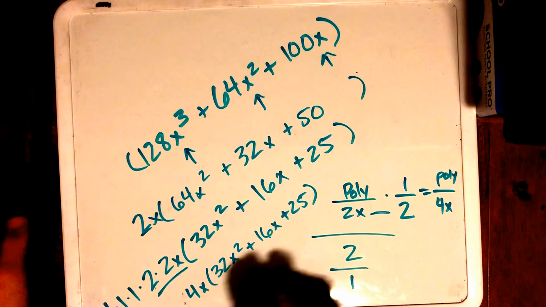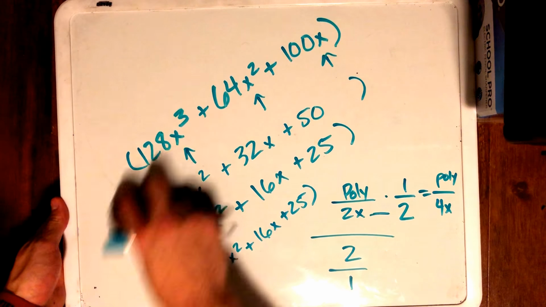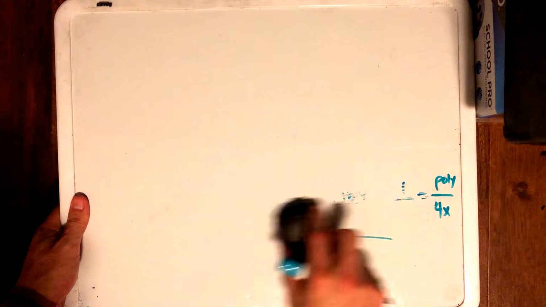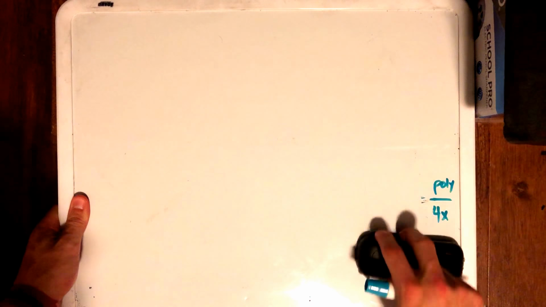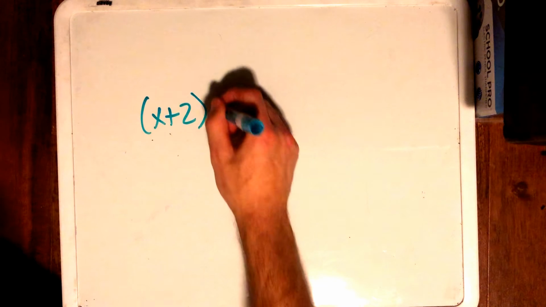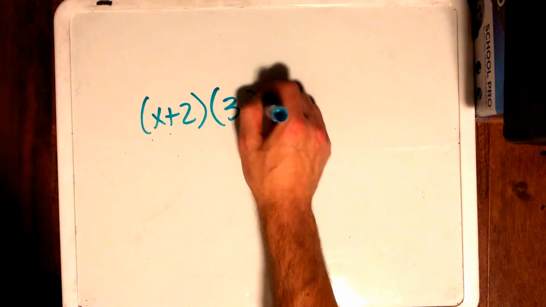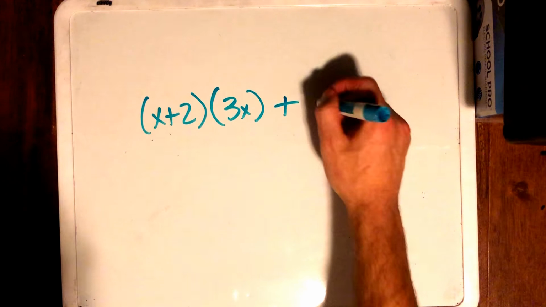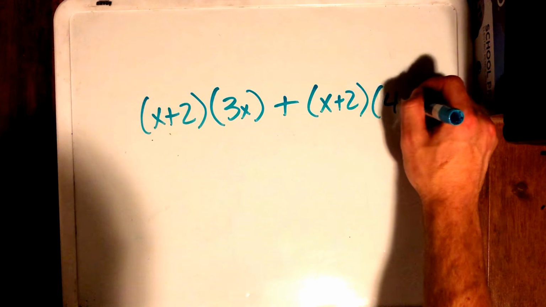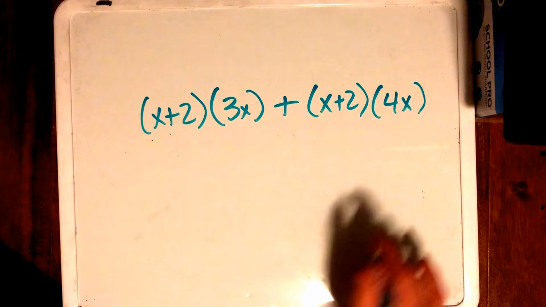So there's one more greatest common factor that I want to show you guys. And this one tends to trip people up, and if you understand it, it's going to help a lot when we do grouping, which is the next factoring technique that we're going to learn. So let's say I have some polynomial, x plus 2 times 3x, and then I say that I have plus x plus 2 times 4x. Well, here, let's make this 4x squared.